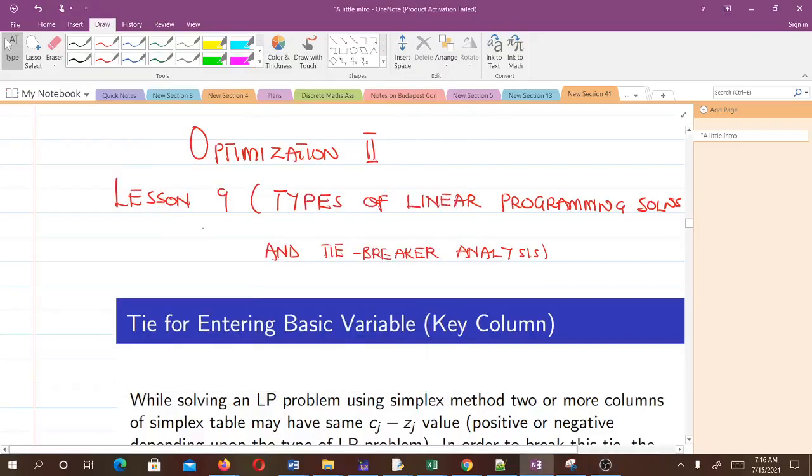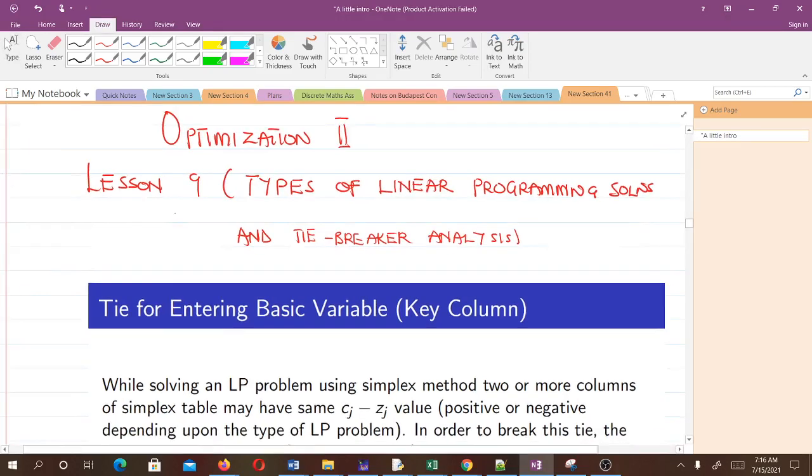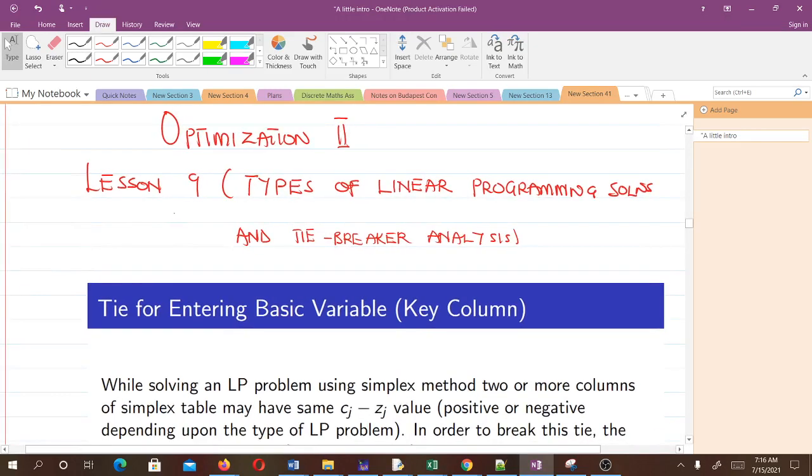Hello and welcome to our ninth lesson in our study of optimization 2. In this video, we will talk about types of linear programming solutions and also talk about tiebreaker analysis. When we solve a linear programming model, we can have some kind of solution, so we'll talk about those scenarios.